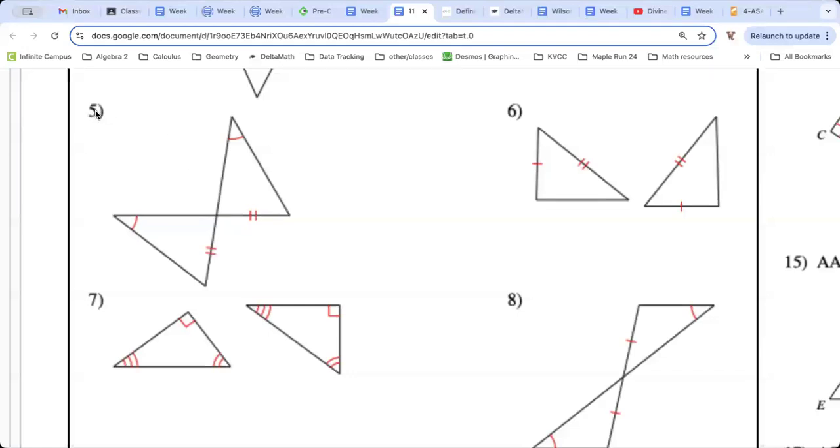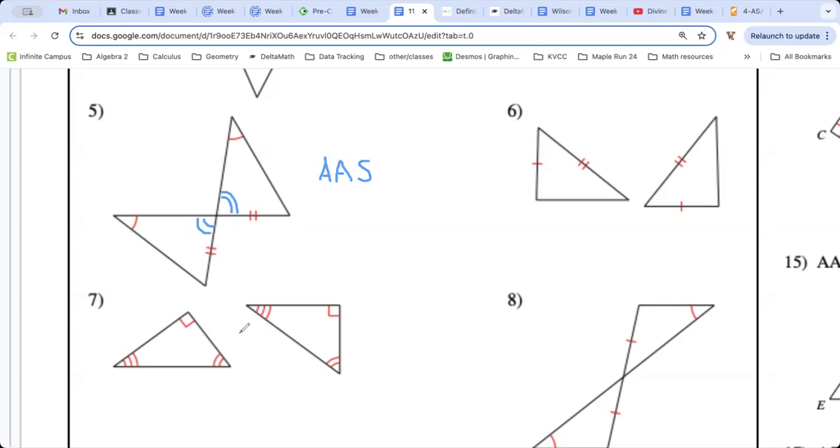Okay, what about 5? Again, we see a pair of vertical angles. So we can say they're congruent. I can say angle side angle side. So yes, they are congruent. Angle angle side. Another case of angle angle side. Very good, very nice. Hopefully you get a hang of this.